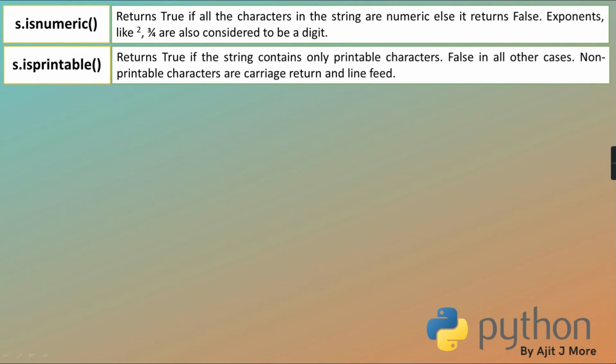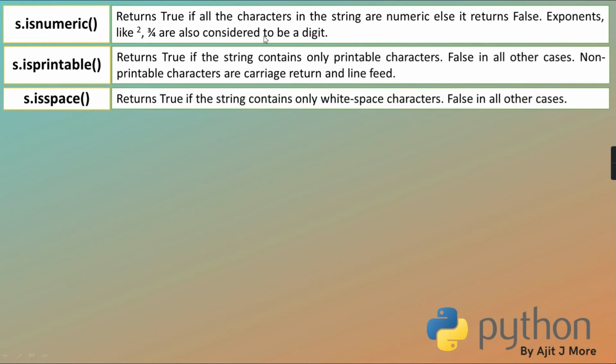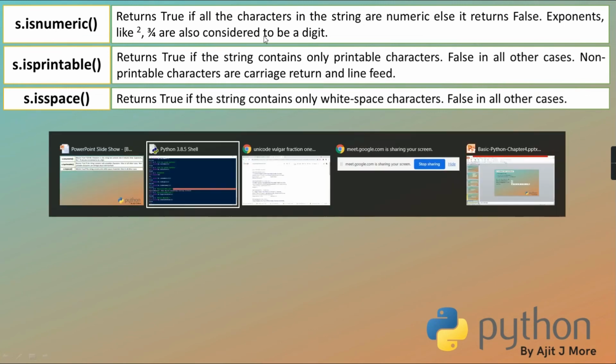Okay? Then is space. It will check whether the string contains only space characters. Now space characters are the basic space for sure, and then other characters like carriage return, line feed, tabs also come under spaces. So it returns true if the string contains only white space characters, false in all other cases.